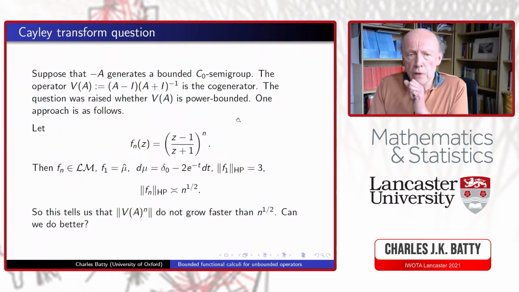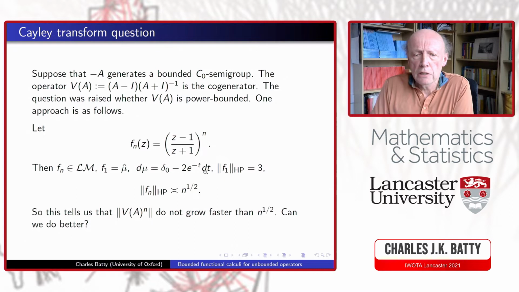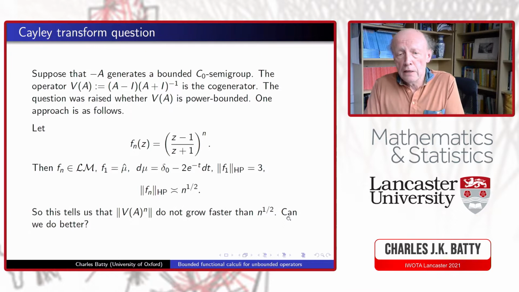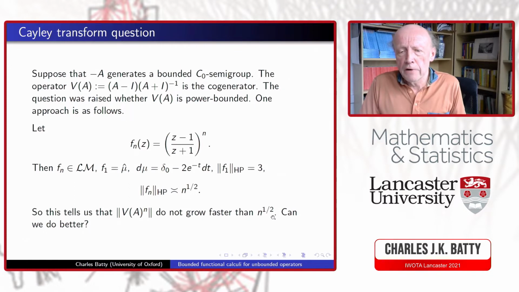But the question that was raised was whether V(A) is a power-bounded operator, which means that the norms of these powers form a bounded sequence. So, but perhaps what comes from the Hille-Phillips norm is not very good. Perhaps we can do something better. Actually, we can't do something better.